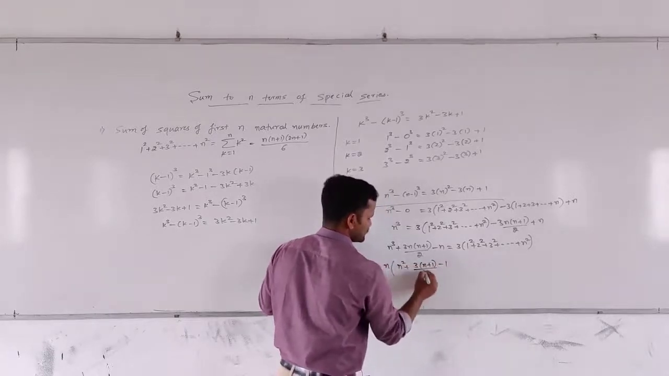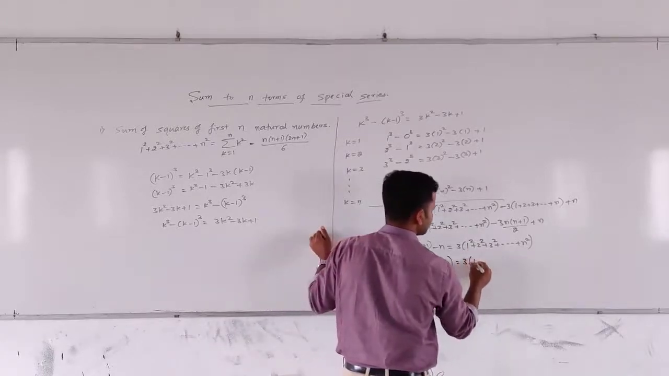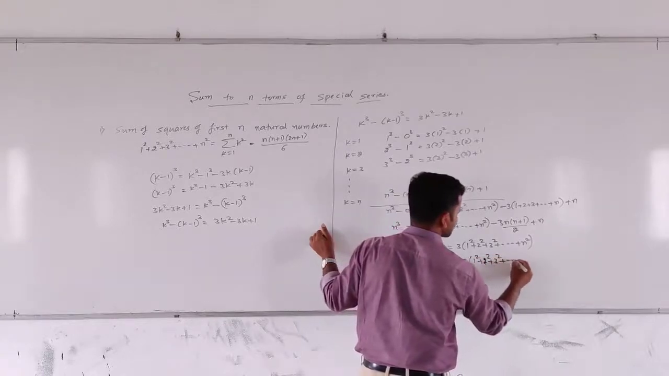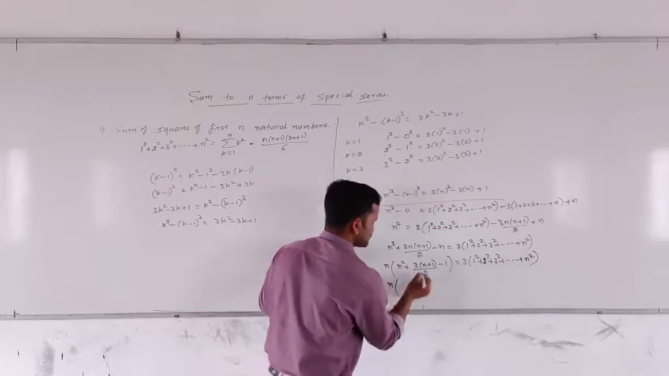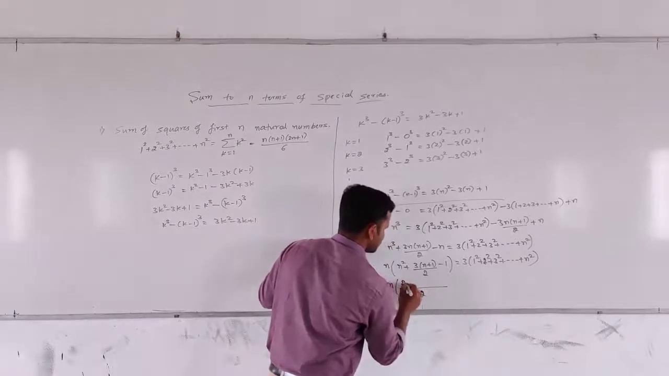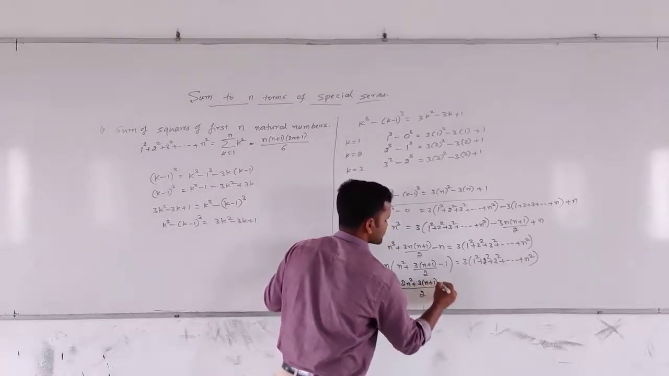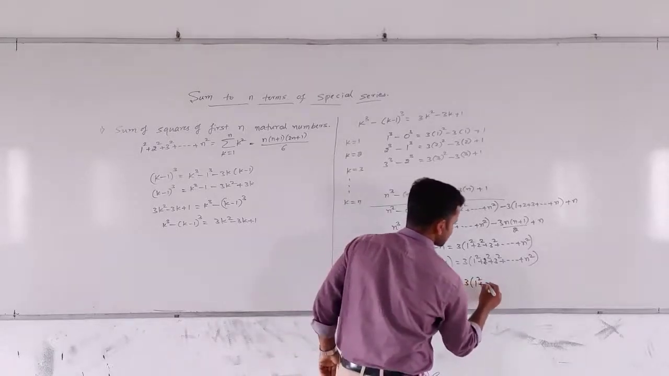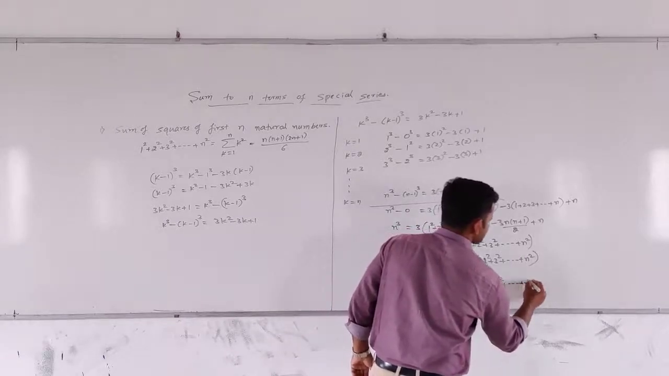Here 2 is there, which is equal to 3 into 1 square plus 2 square plus 3 square so on up to n square. Again n into, LCM you take, LCM is 2. 2 into n square plus 3 into n plus 1 minus 2, which is equal to 3 into 1 square plus 2 square plus 3 square so on up to n square.